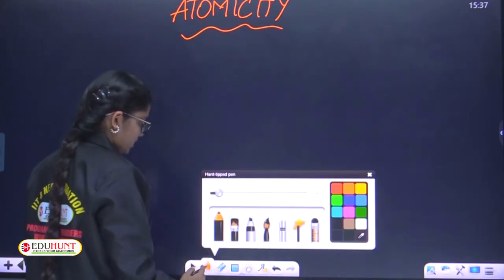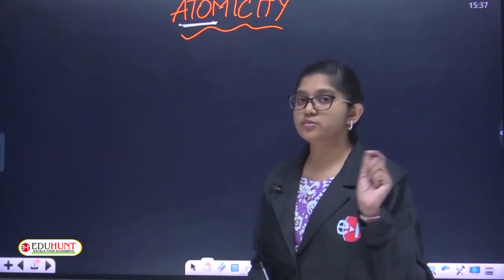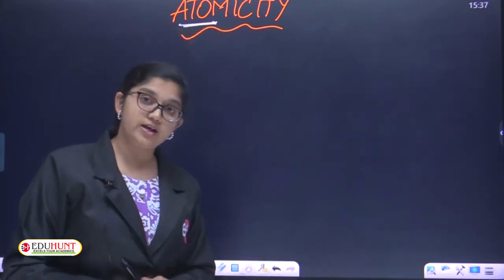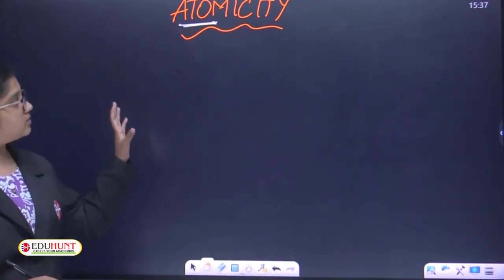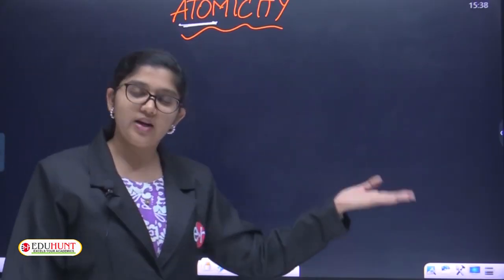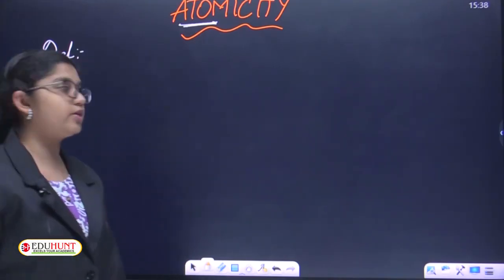What is atomicity? The name itself says there's a word called atom over here. What is atom? Atom is the smallest part of the matter. Atom is a building block of matter. Okay. Let's see what that is in atomicity. Let's write the definition first of all. What is the definition of atomicity? Okay. Here we go.